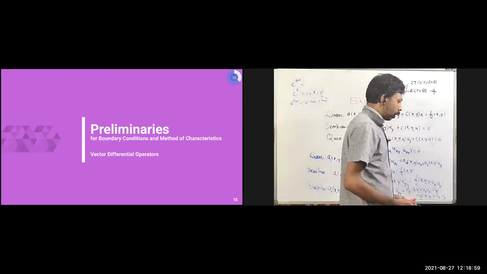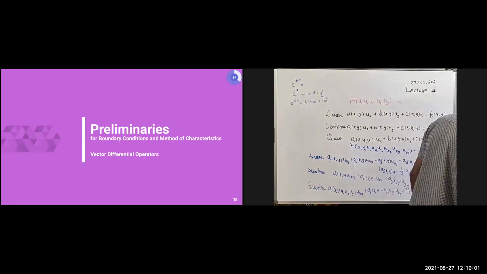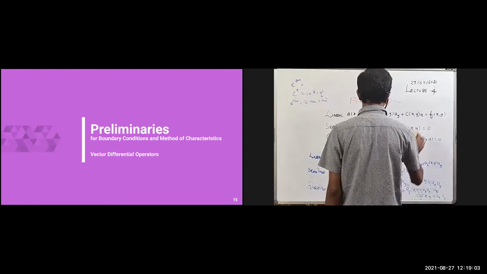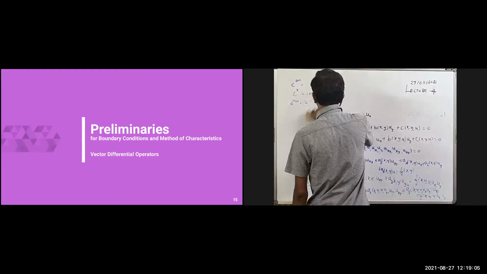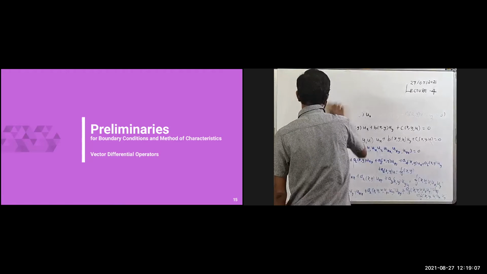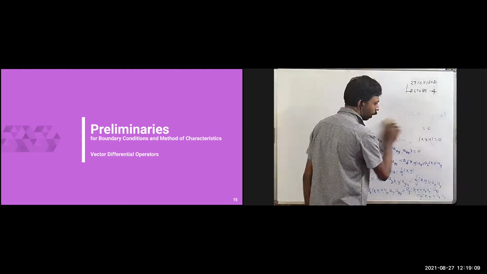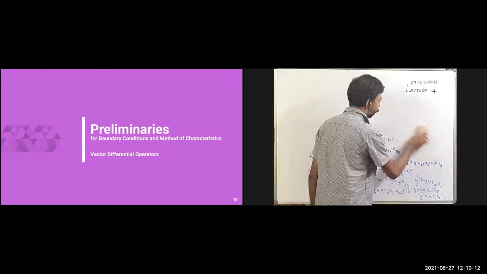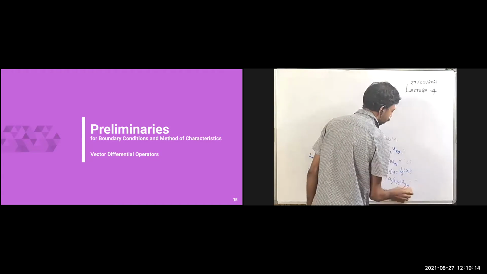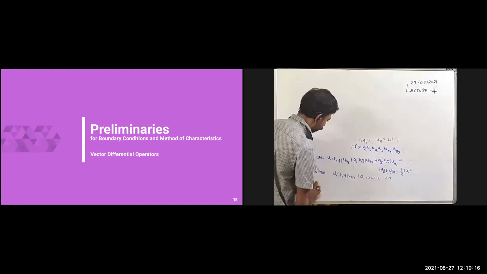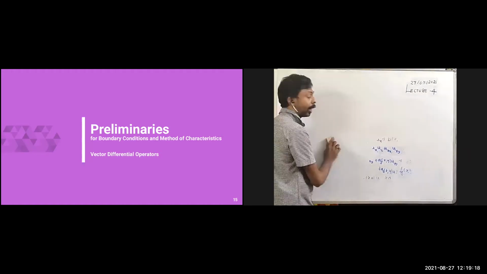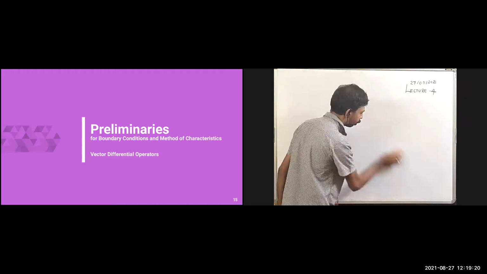Okay. So now let us come to today's topic. We are going to discuss the boundary conditions and some more operators called gradient and divergence, and then how to solve the problem. We'll see simple problems, and then we'll discuss the method of characteristics. Probably I cannot cover the method of characteristics today. I will take it in the next class.